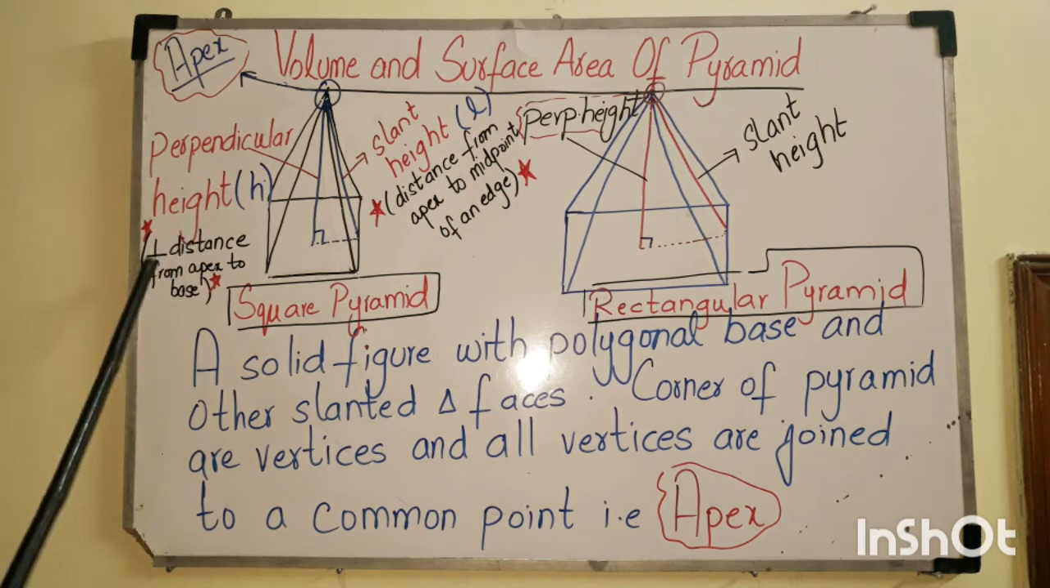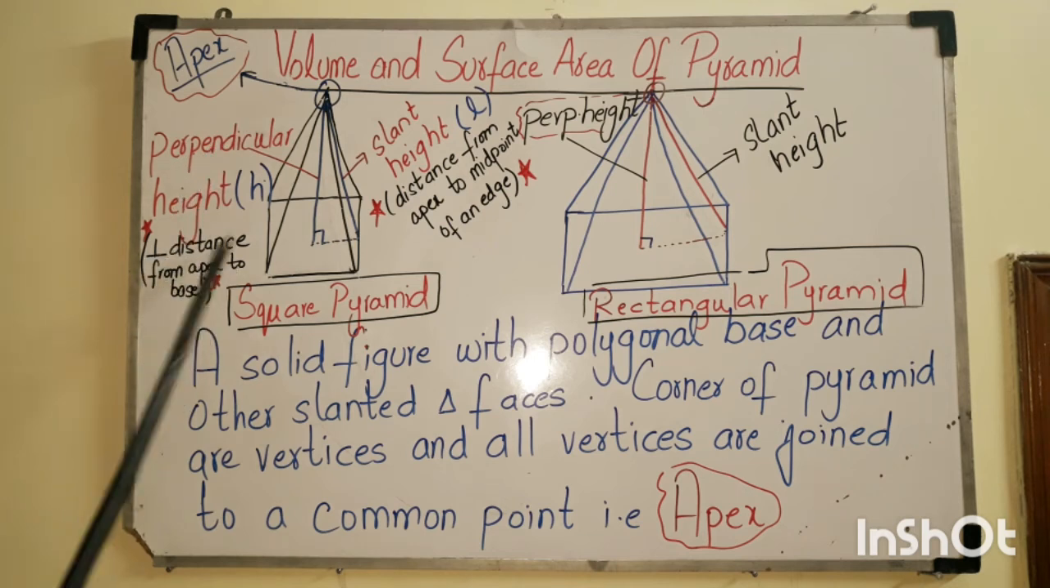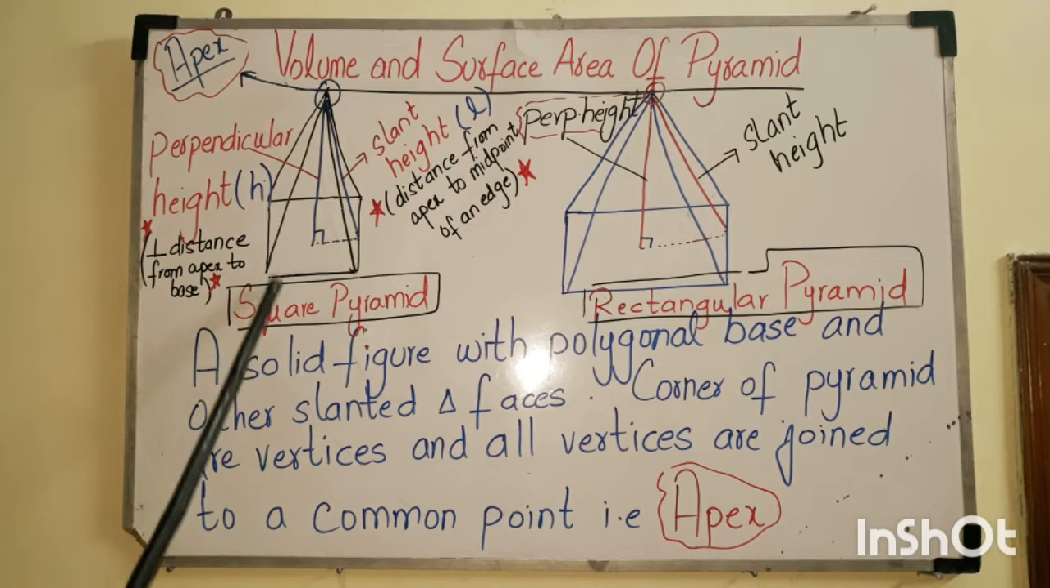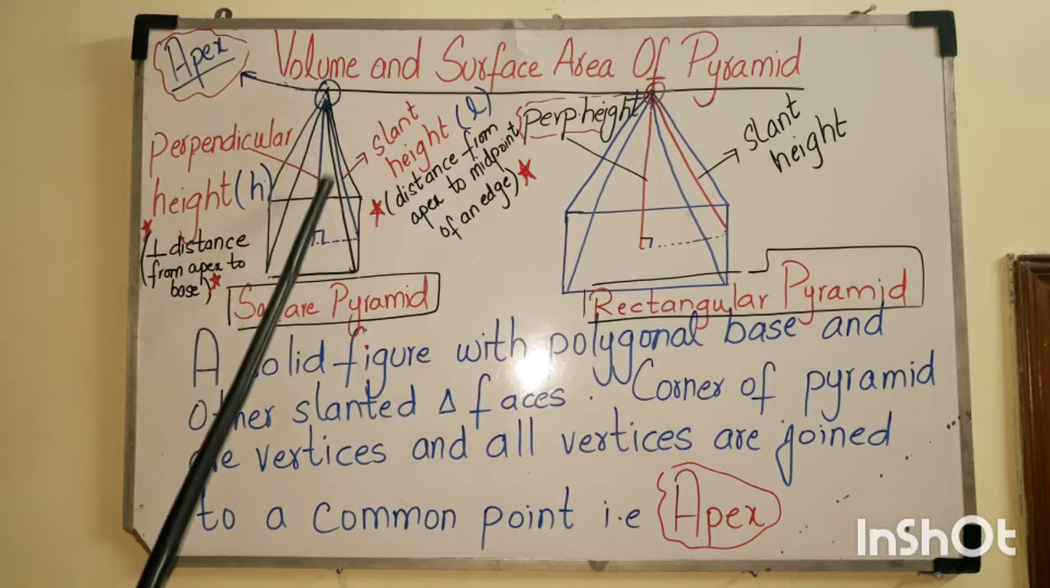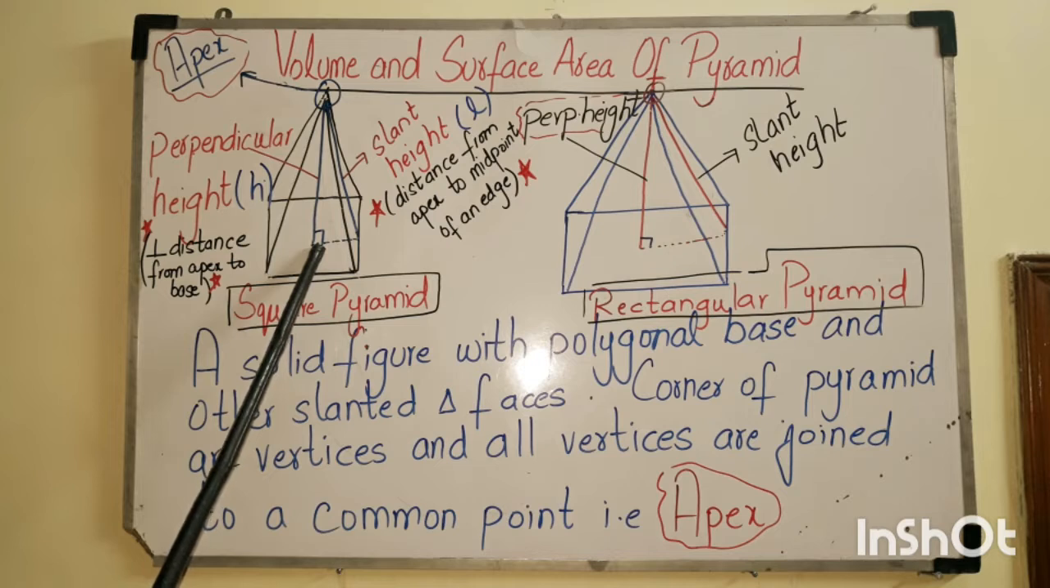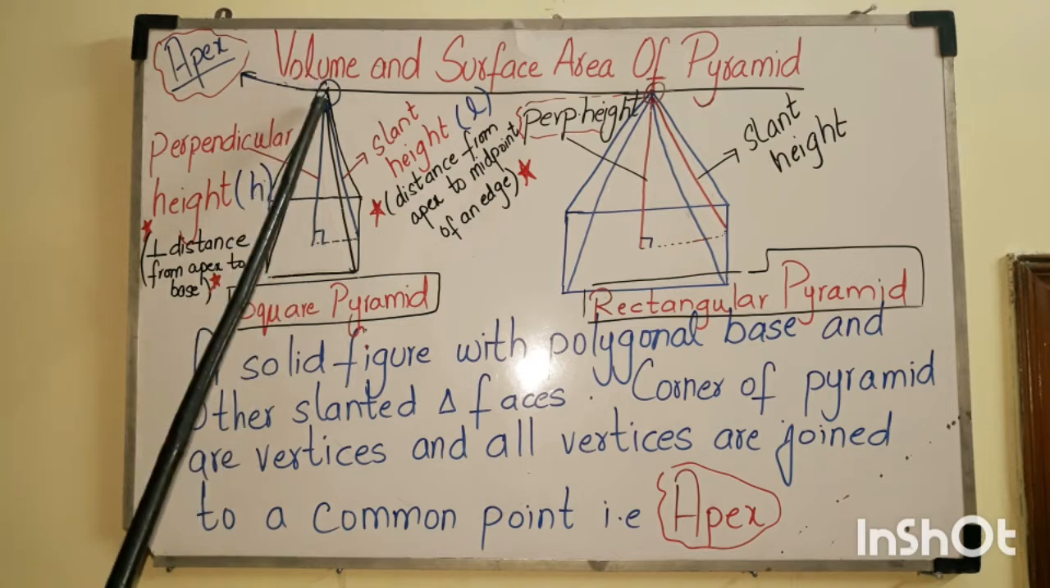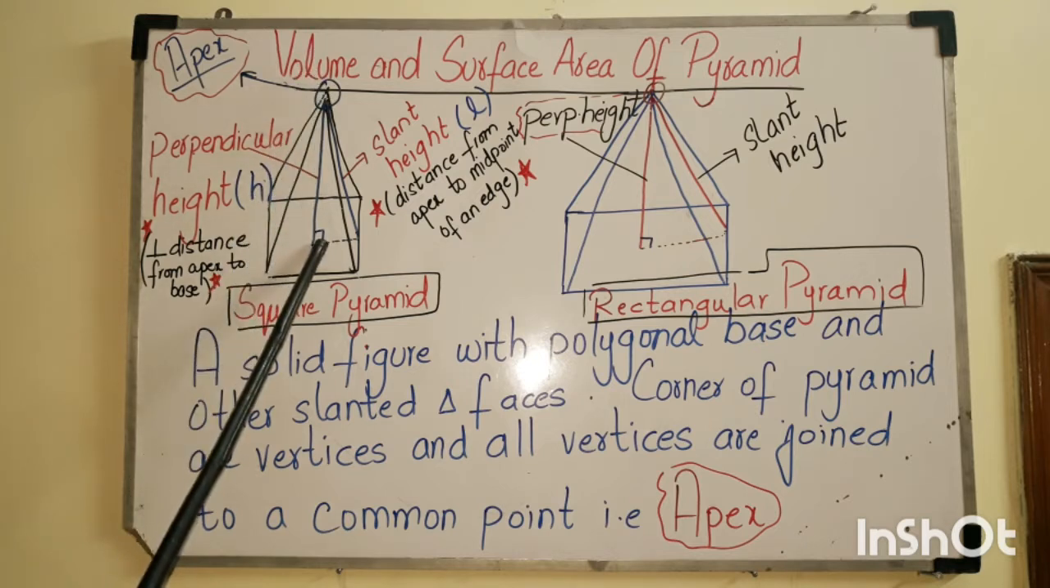Perpendicular height is the perpendicular distance from apex to base. This is the base of the pyramid. This is the apex. The perpendicular which is dropped down from the apex to the base is the actual height of the pyramid. It's a very important point, so you need to observe it very carefully. A perpendicular which is dropped down from the apex to the base is the height.